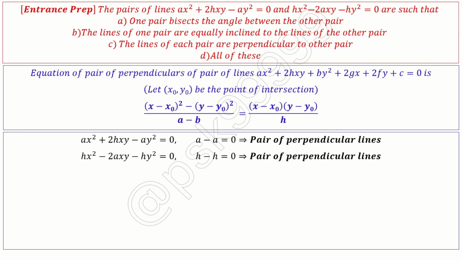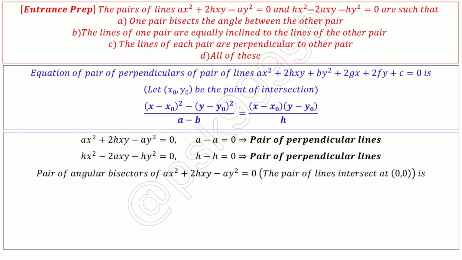It is similarly the second pair of equations, also perpendicular lines. Both are sets of perpendicular lines. Okay, now for the first one, I will find a pair of angular bisectors of ax square plus 2hxy minus ay square equal to 0. We know that the point of intersection is 0 comma 0 already, because there is no x term, y term, and then constant term, right?